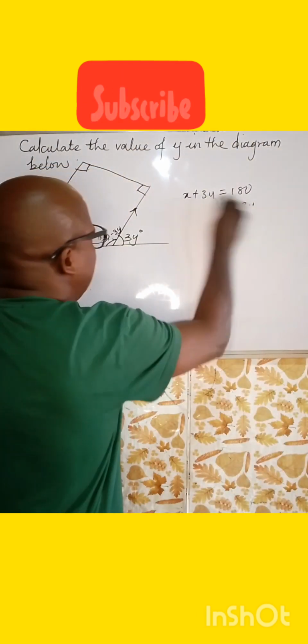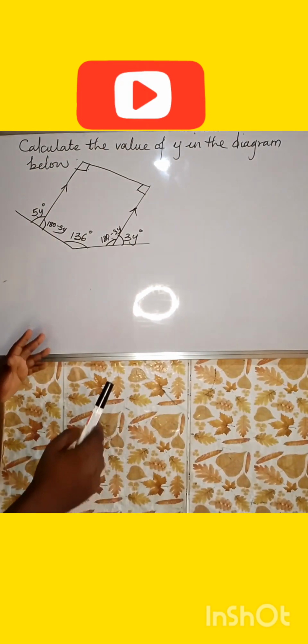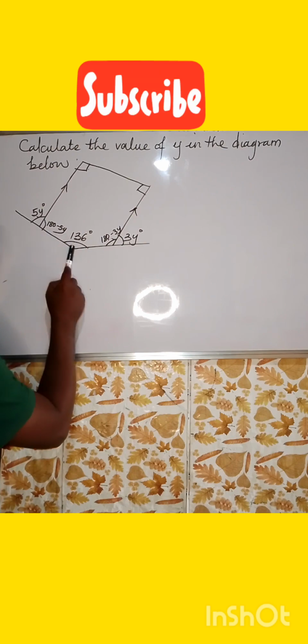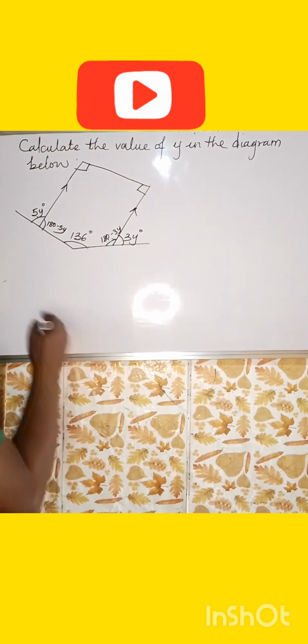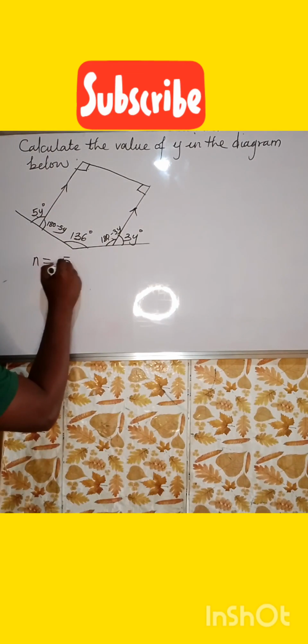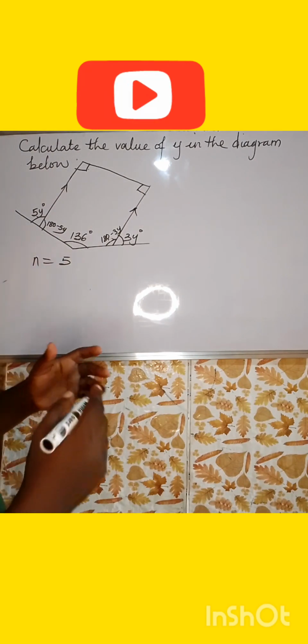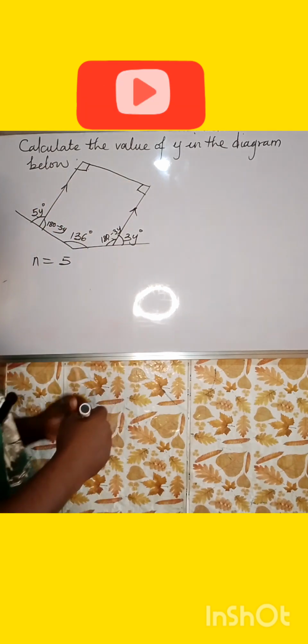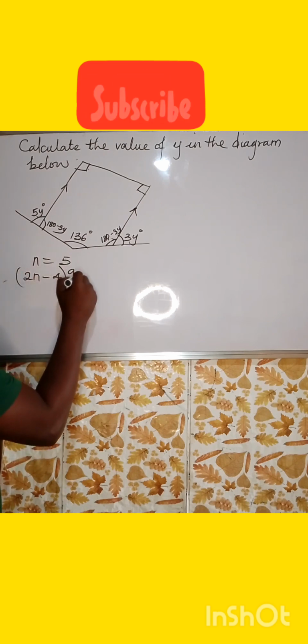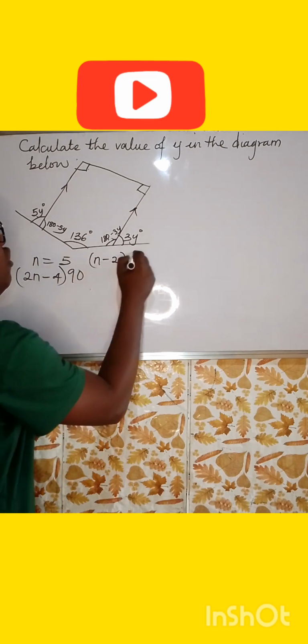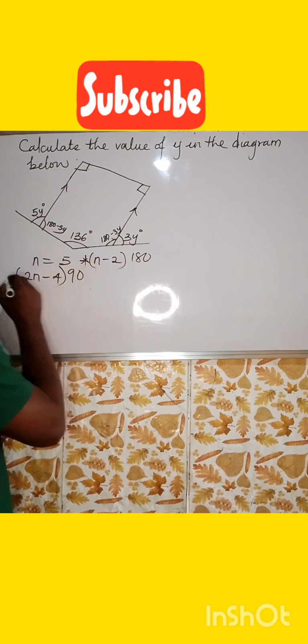So we have this. If you look at this now, this is a polygon, and we are going to consider the number of sides. I have 1, 2, 3, 4, 5. This is a 5-sided polygon, and in this case our n is equal to 5. We first need to get the sum of angles in this polygon, and for that we are going to use this formula: (2n minus 4) times 90. There is another formula we can use: (n minus 2) times 180.